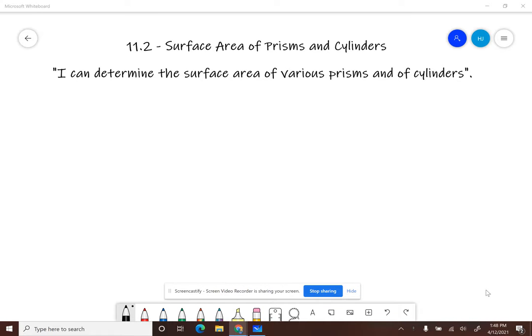All right, guys, today we're going to talk about 11.2 surface area of prisms and cylinders. I can determine the surface area of various prisms and of cylinders. So we did a little packet yesterday about rectangular prisms and cubes. We're going to expand on those definitions just a little bit more. We're going to introduce some new definitions, as well as really focus our attention right here on cylinders, okay?